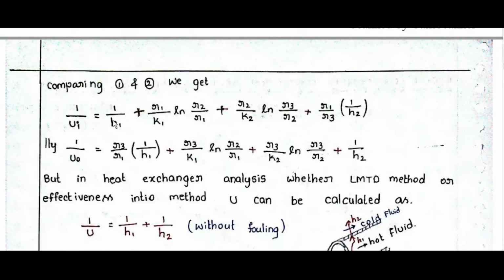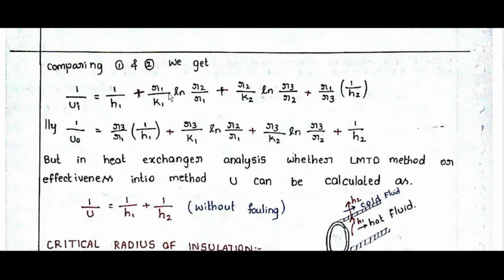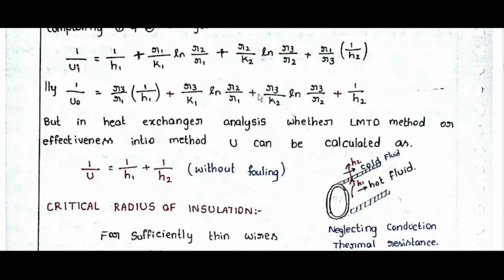Comparing 1 and 2, we get 1/Ui equal to 1/H1 plus (R1/K1) ln(R2/R1) plus (R2/K2) ln(R3/R2). But in heat exchanger analysis, whether LMTD or effectiveness-NTU method, U can be calculated as 1/U equal to 1/H1 plus 1/H2, without fouling.